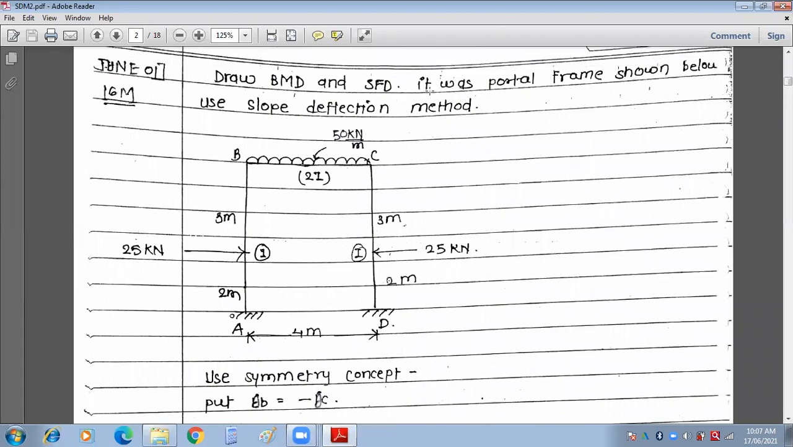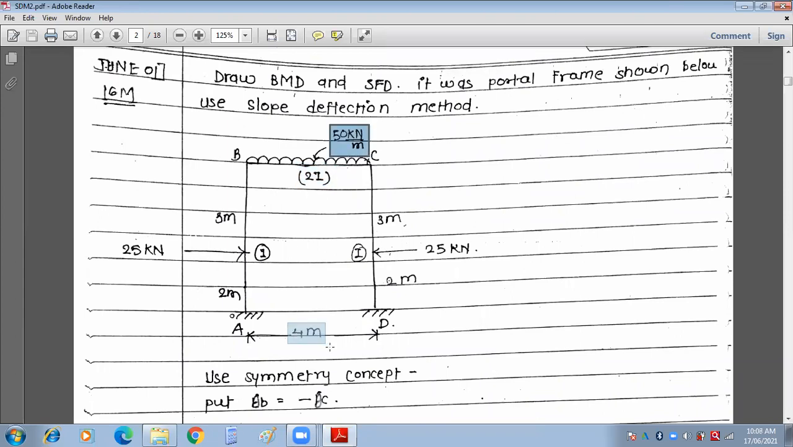Draw the BMD and SFD for the portal frame as shown below by using the slope deflection method. Now if you see this portal frame ABCD, it carries a point load over the span AB at an eccentricity. The intensity is 25 over AB and CD respectively. The I value is a single I over here, and BC is twice I. BC carries a UDL of 50 kilonewton per meter.